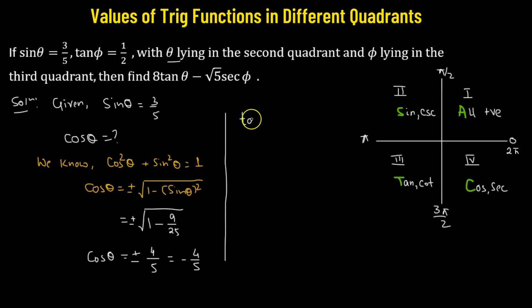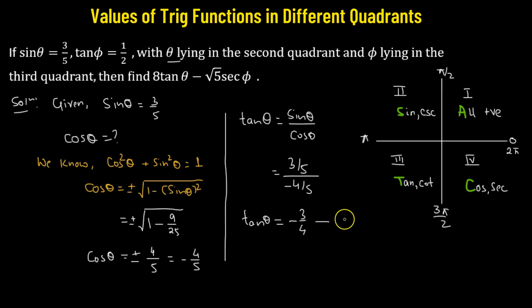tangent theta. So we need to find out the value of tangent theta. So tangent of theta will be equal to the ratio sine theta over cosine theta. So we'll consider sine theta, which is 3/5. And we'll divide it by the value of cosine theta, which is negative 4/5. So we'll obtain the value of tangent theta. So that's negative 3/4. So this is the value of tangent theta.